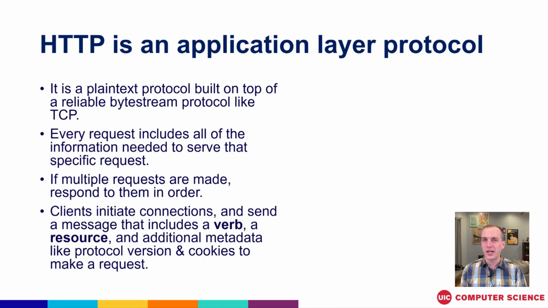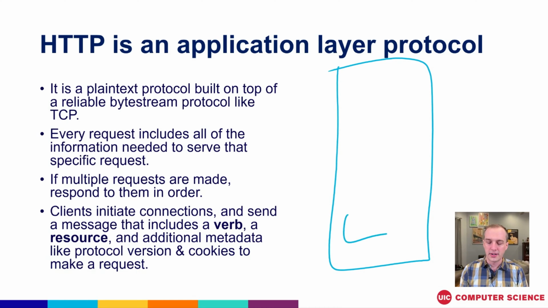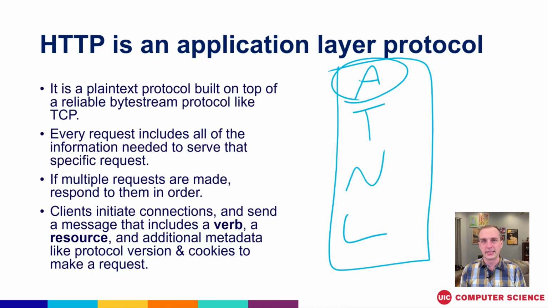So first and foremost, HTTP is an application layer protocol, right? So on top of our link layer, on top of our network layer, on top of our transport layer, we have our application layer protocol. So it uses the socket API to send and receive messages of variable lengths and specifically relies on TCP to make sure that those messages are reliably sent and received in the correct order.